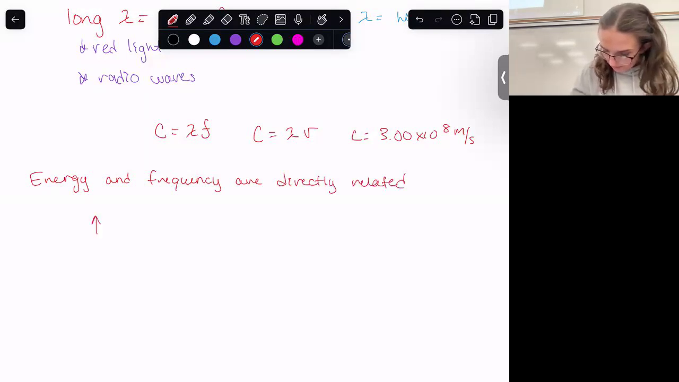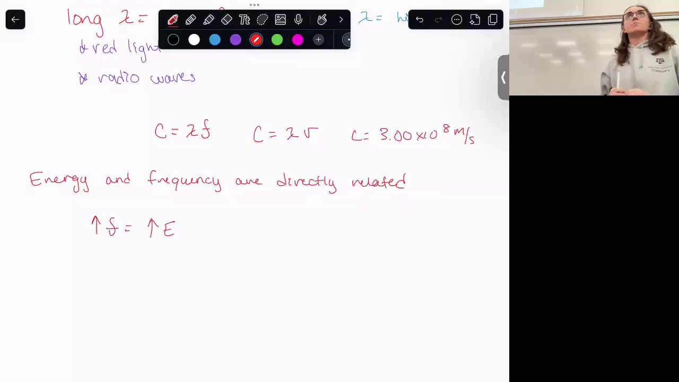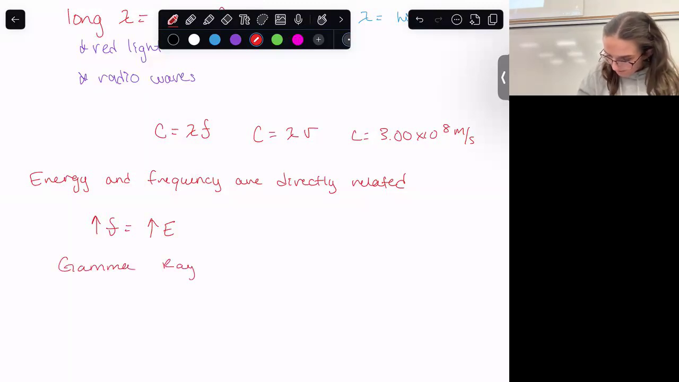So high frequency means high energy. Does anyone know what our highest energy wavelength, or type of wave, is? So gamma ray is highest energy.